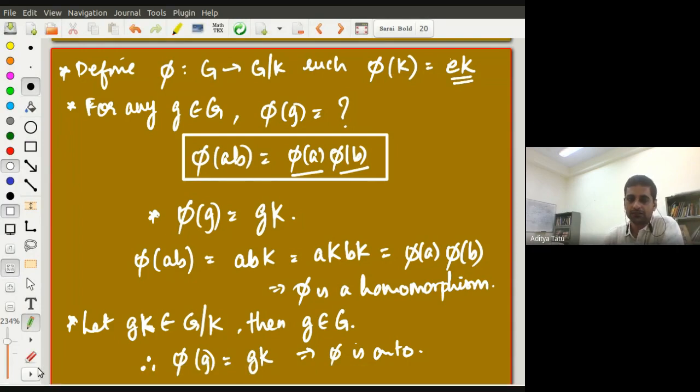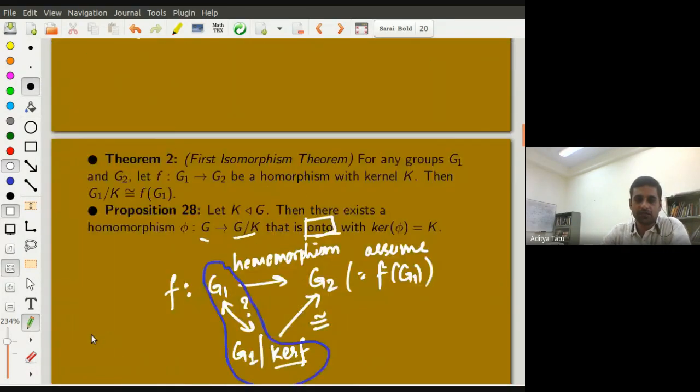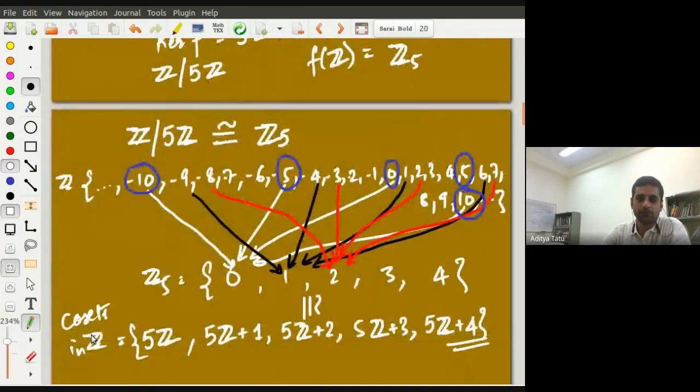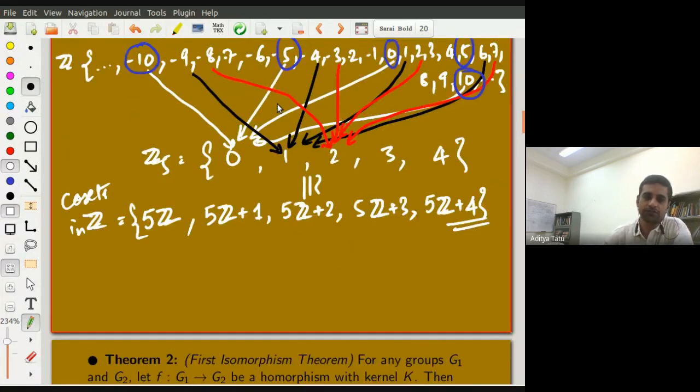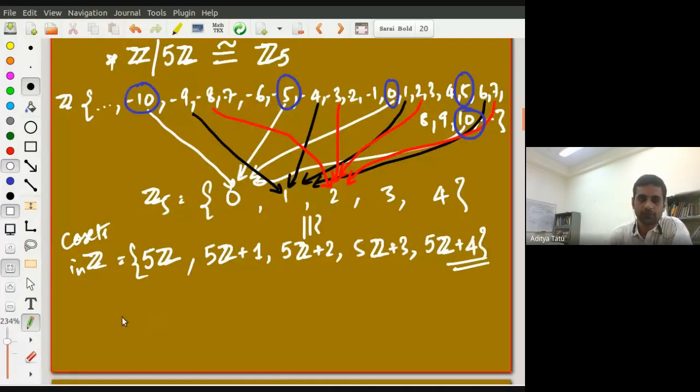Any issues here? Again, maybe if you take a look at this example, it might be more clear. So this, I hope, is clear, right? That the quotient group is isomorphic to Z5. How about these two?